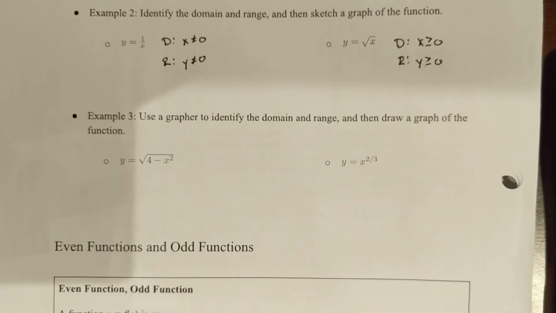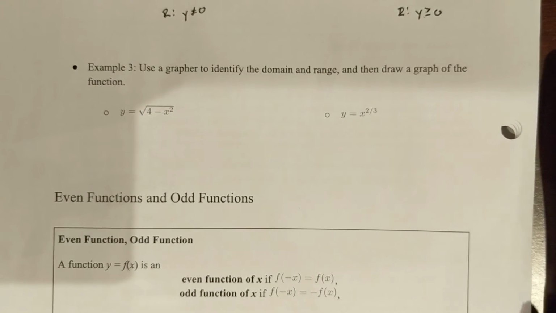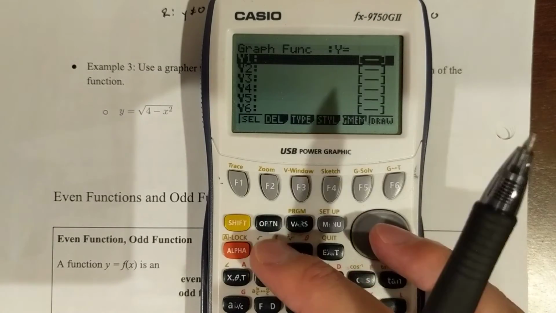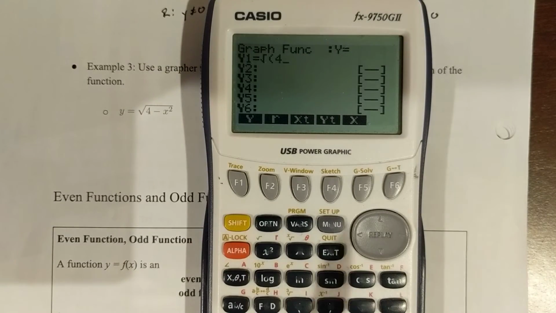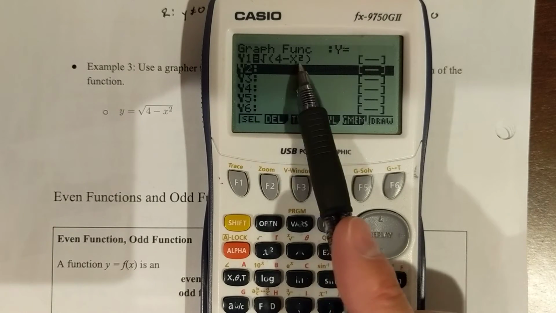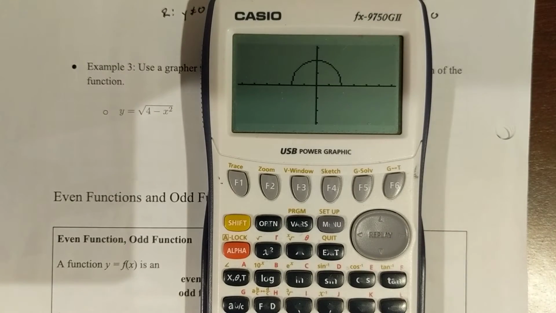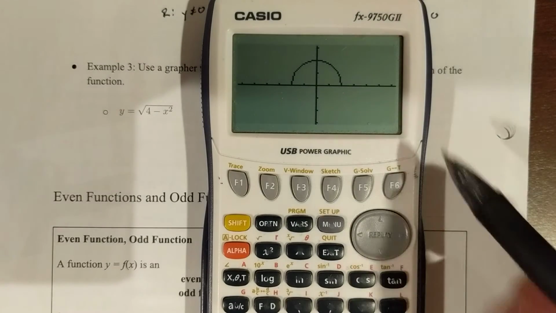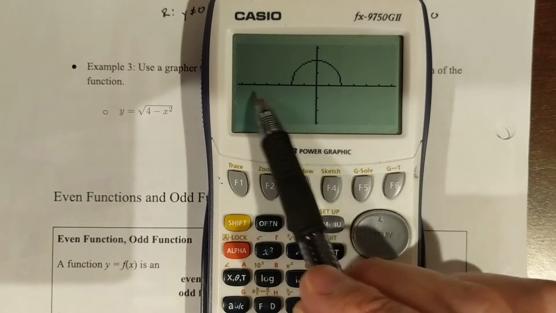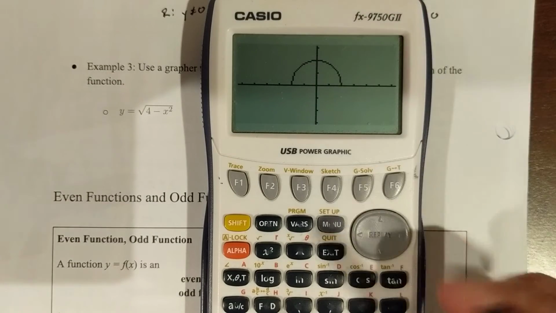So 3 and 4. Example 3 down here, similar problem: use a grapher to identify the domain and range. So the first one, the square root of 4 minus x squared. I need the parentheses here around the 4 minus x squared to make sure all of it stays inside the root. So I left a little half circle there. If you look, the x values are between -2 and +2. The graph doesn't go left or right of that value. And the y values are between 0 and 2. It's the top half of a circle.